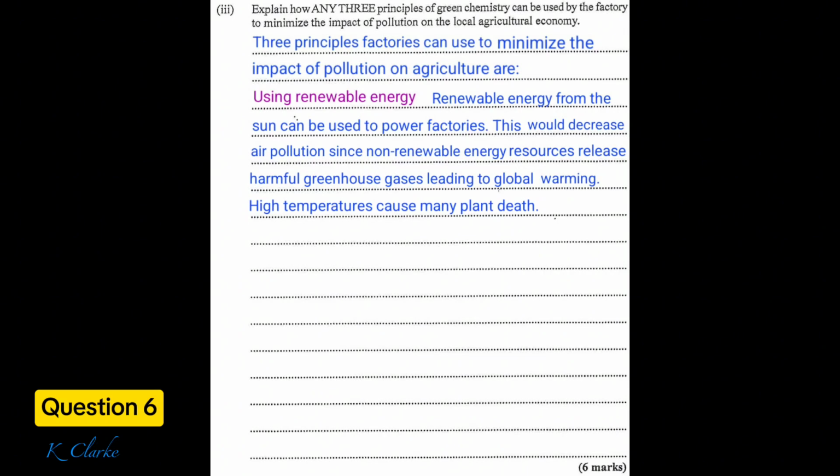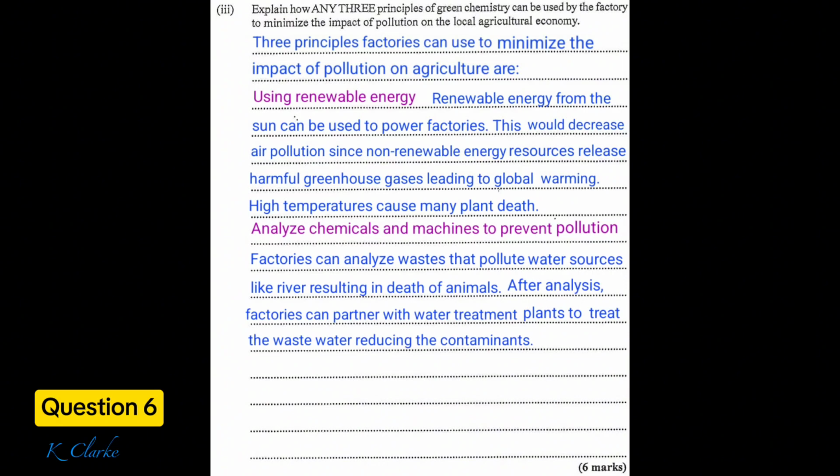Second principle: analyze chemicals and machines to prevent pollution. Factories can analyze wastes that pollute water sources like river, resulting in death of animals. After analysis, factories can partner with water treatment plants to treat the wastewater, reducing the contaminants.